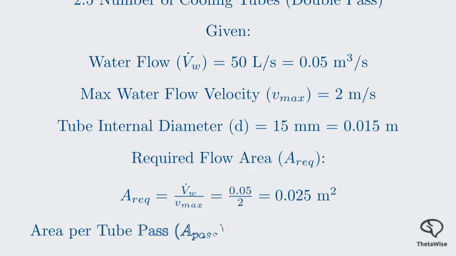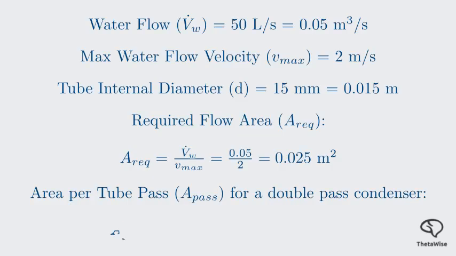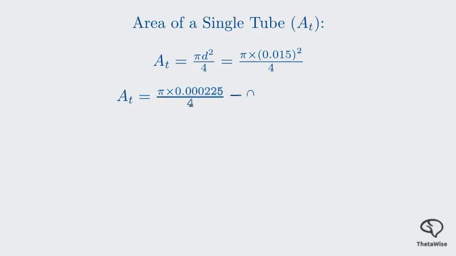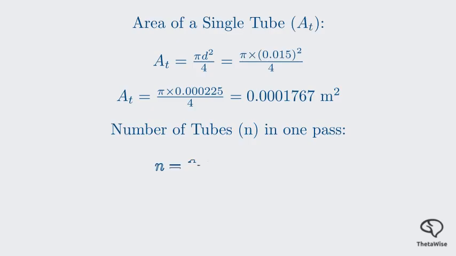Area per tube pass, A_pass, for a double pass condenser. A_pass equals A_req over 2 equals 0.025 over 2, so A_pass equals 0.0125 square meters. Area of a single tube, A_t, equals pi d squared over 4, equals pi times 0.015 squared over 4. A_t equals pi times 0.000225 over 4, equals 0.000177 square meters. Number of tubes, N, in one pass. N equals A_pass over A_t, equals 0.0125 over 0.000177, and N equals 70.6, about 71.